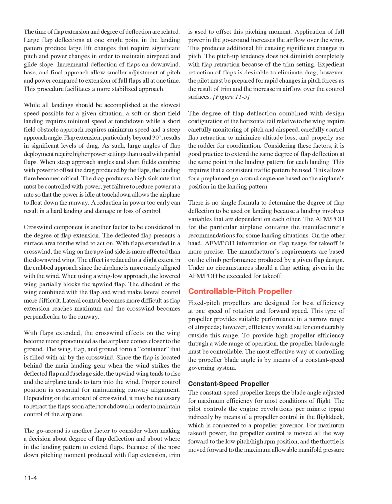The degree of flap deflection combined with design configuration of the horizontal tail relative to the wing require carefully monitoring of pitch and airspeed, carefully control flap retraction to minimize altitude loss, and properly use the rudder for coordination. Considering these factors, it is good practice to extend the same degree of flap deflection at the same point in the landing pattern for each landing. This requires that a consistent traffic pattern be used. This allows for a pre-planned go-around sequence based on the airplane's position in the landing pattern.